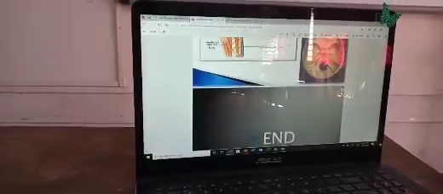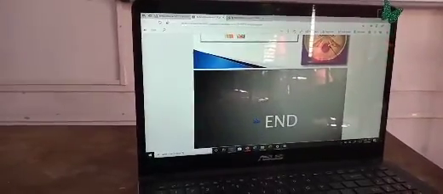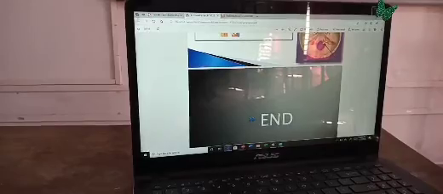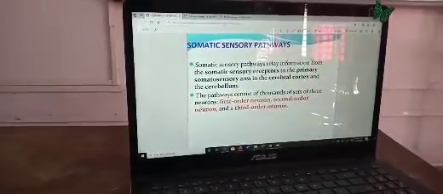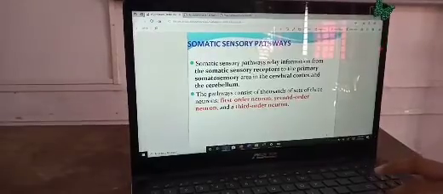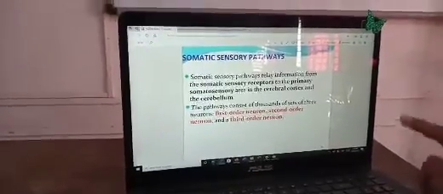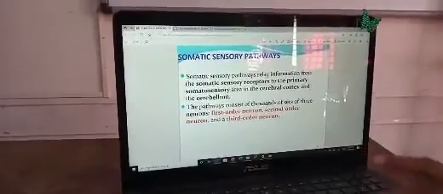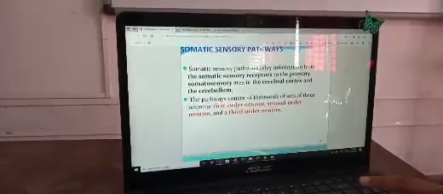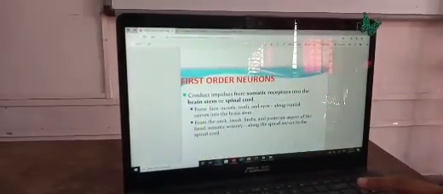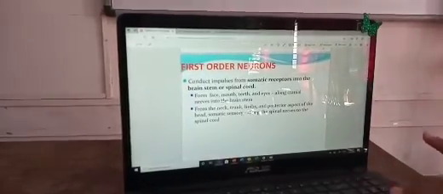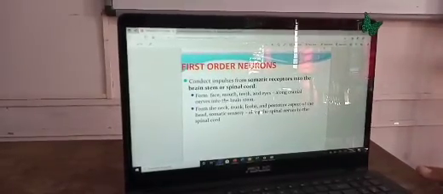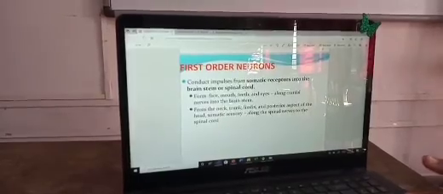Now going to your sensory nerve pathway. The somatosensory pathway is what we learnt about with the first order neuron, second order neuron, and the third order neuron. We are going to deal a little bit in detail about the first order neuron. We learnt about the first order, second order, and third order when we were learning about the motor pathway.